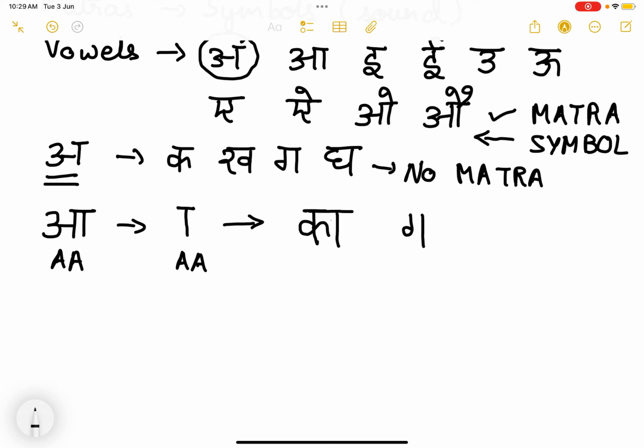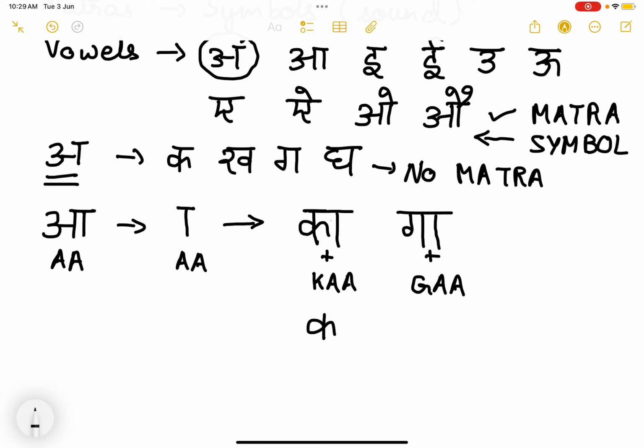Suppose I take ga and next to it I write the aa matra like this. Just write a straight line after the letter, covering it on the top. So now how does this sound? Ka plus aa matra becomes kaa. Ga plus aa matra becomes gaa.